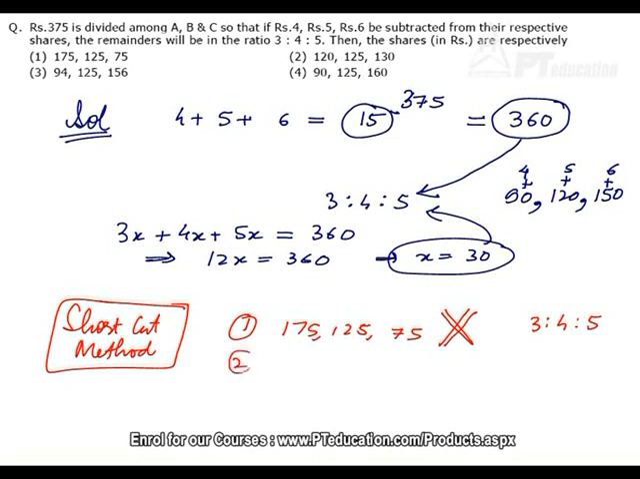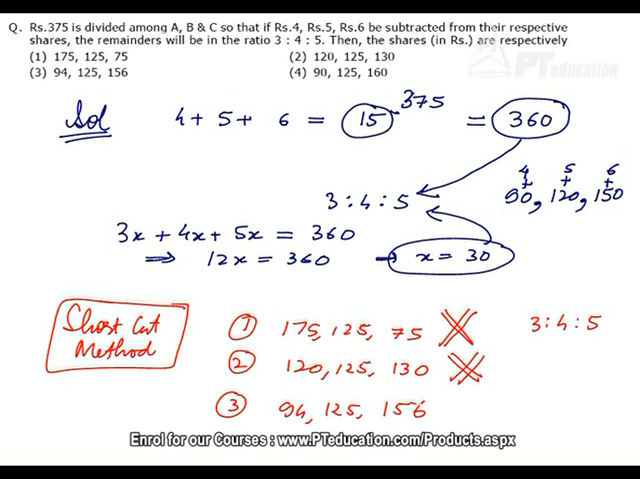Option 2, 120, 125, 130. If you look at this, some reflection, some practice, some experience will tell you that such numbers cannot come in the ratio 3:4:5 because the first number 120 is a pretty large number. So this is wrong. Third, 94, 125, 156. Now I don't know that this is actually the right answer. How do I work with this? 3:4:5. Yes, this can be in a ratio 3:4:5. Maybe. At least we cannot directly rule it out.